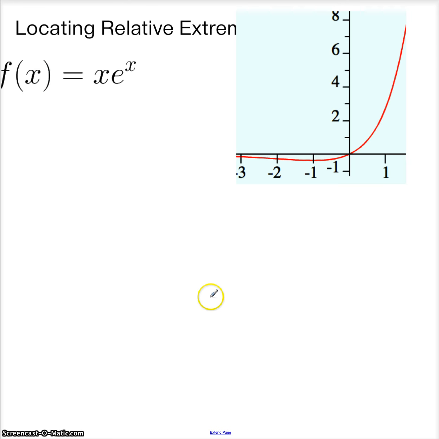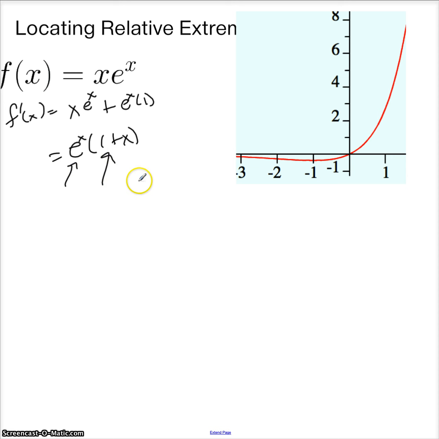Now, sometimes we want to locate extrema. Where is my function a maximum or a minimum? If I have the function x e to the x, let me find the first derivative. f prime of x is going to be equal to x e to the x plus e to the x times 1. So I can just factor e to the x out of 1 plus x. Now, e to the x is never 0. So where is 1 plus x equals 0? Well, of course, when x equals negative 1.